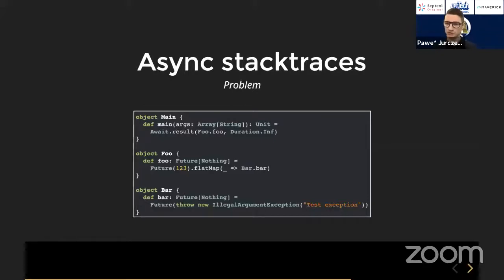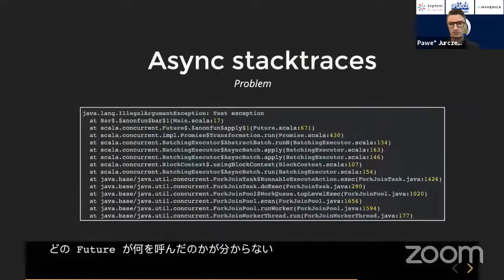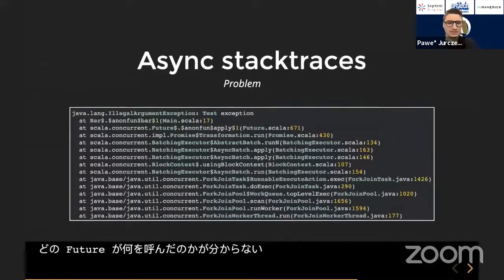And what exception, what stack trace will we get in the main method? The stack trace is as follows. It's a pretty standard regular stack trace you would get in a Scala application. A couple of things are worth noting here. The exception is correct, it's an illegal argument exception. The message is also correct, it's a test exception. Method bar is there, which is also correct.